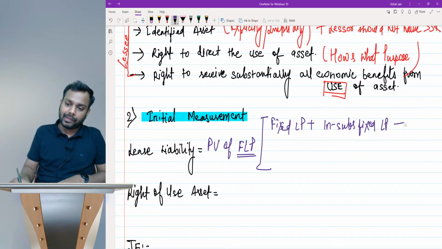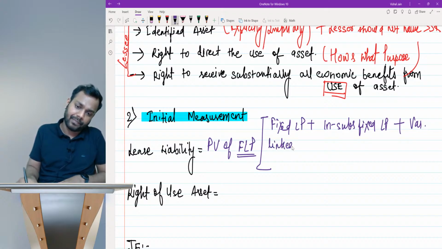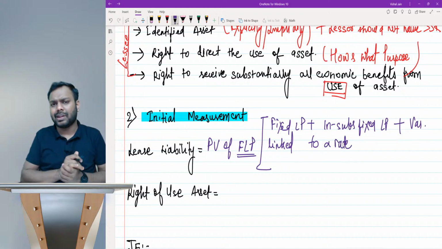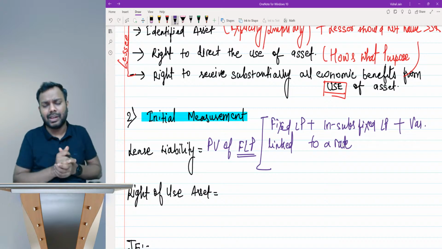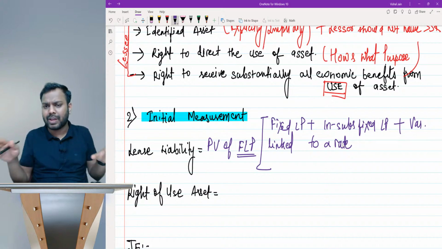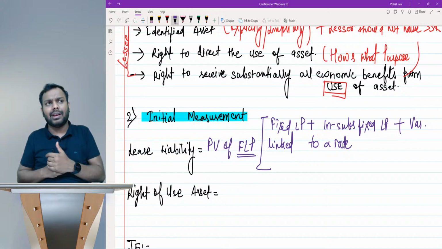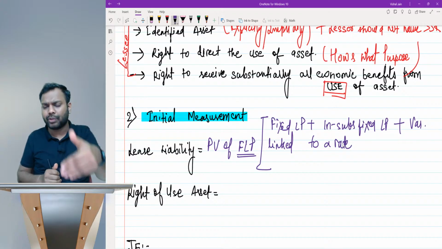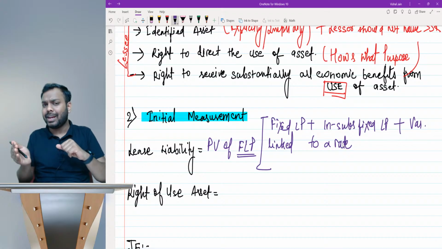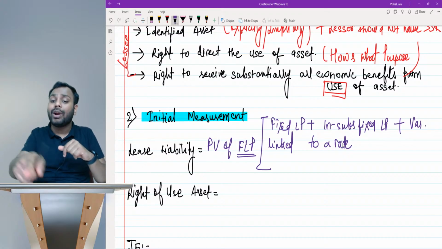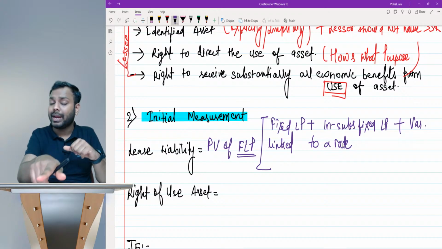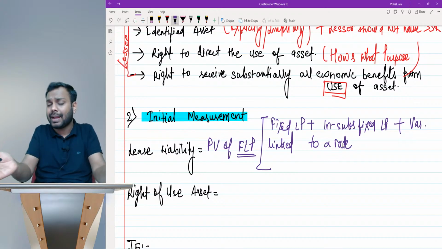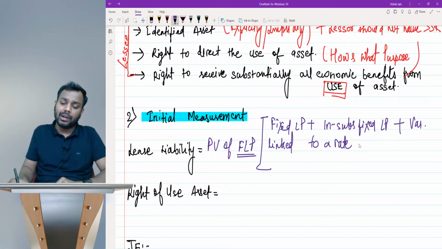Now plus variable linked to an index or a rate, right? Because let's suppose I'm entering into a lease for 5 years, it's not that the lease payments for all the 5 years will remain the same. It might say that the lease payment is $20,000 for the first year. From the next year, it will increase 10% every year. Though it is variable because it is linked to a rate, still it is fixed. We can calculate that. Now plus purchase price.